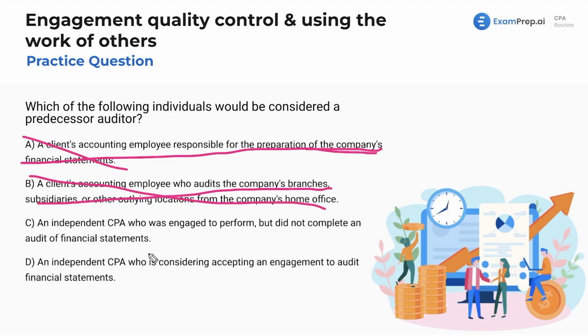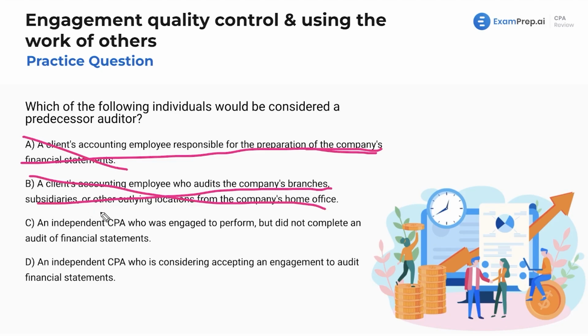An independent CPA who was engaged to perform but did not complete an audit of the financial statements. Okay, so that raises a question. Does the predecessor auditor in year 1 need to have completed the audit? Or can they just have begun the audit and then not finished it for whatever reason? Great question. And then what about letter D, an independent CPA who is considering accepting an engagement to audit financial statements?